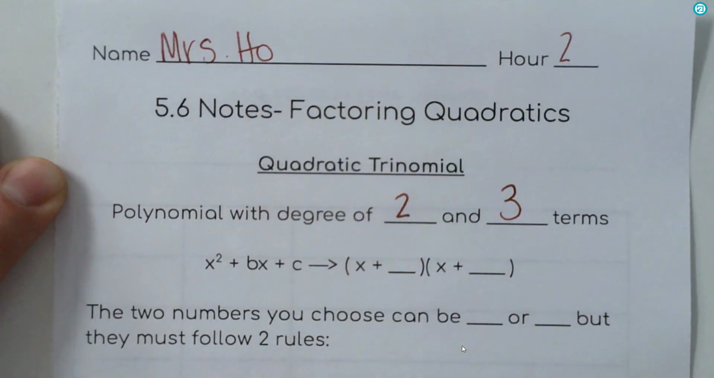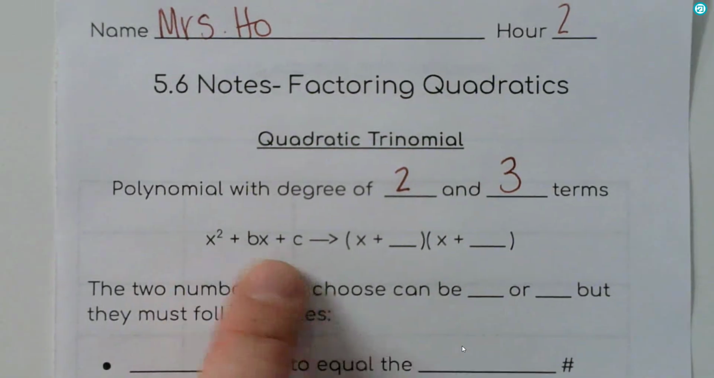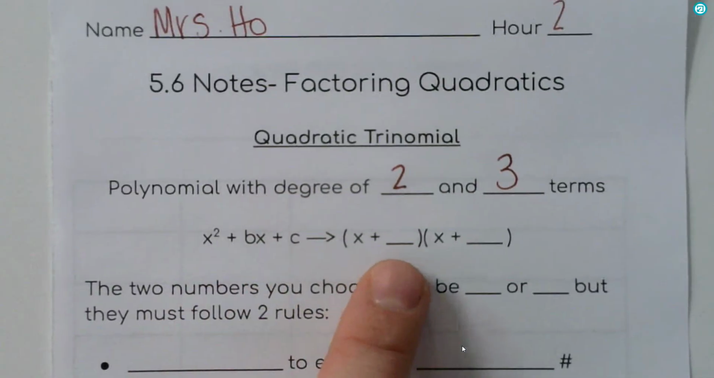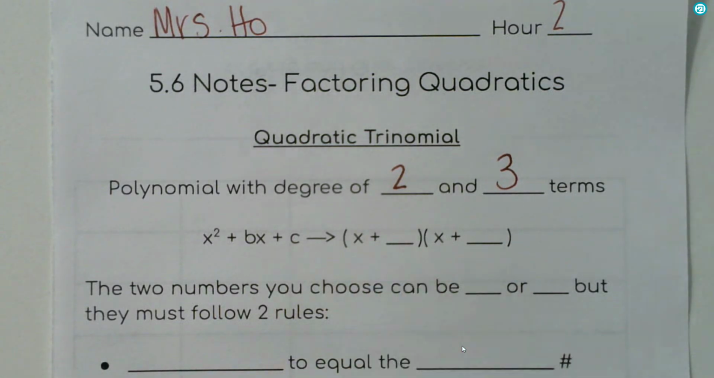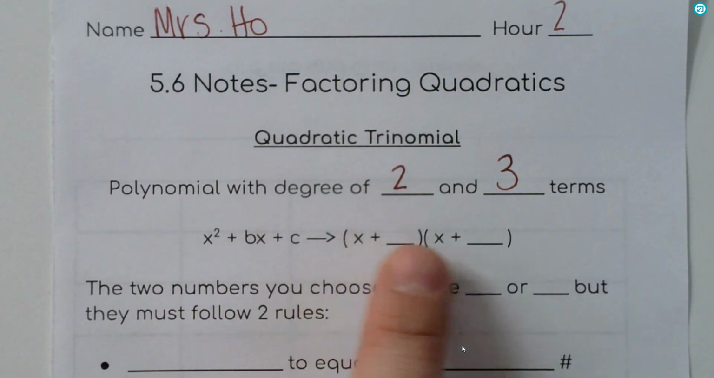Okay. We are going to be taking polynomials that look like this: x squared plus bx plus c, where b and c are numbers. We are going to be factoring them to look like this, like a binomial times a binomial, like what we had in 5.4. So this is what our problems will look like to start, and this is what they will look like to end.